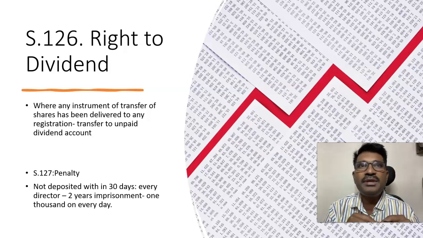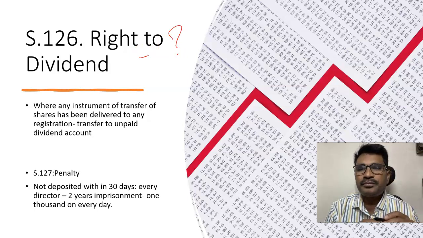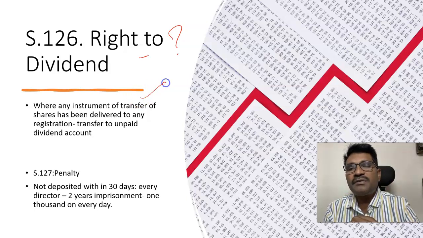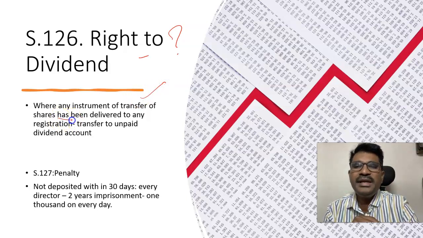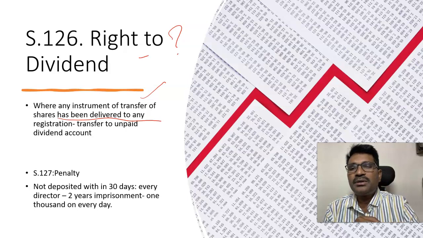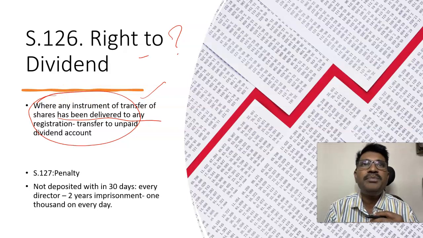What does this right to dividend mean? Who has the right to dividend? That means, who can ask for the dividend or who can claim the dividend. Now the question basically comes, where any instrument of transfer of shares has been delivered to the registration and transferred to unpaid dividend accounts. There may be a lot of transfers of shares on a daily basis, or even in fractions of seconds. So whose name appears in the register of shareholders, right?